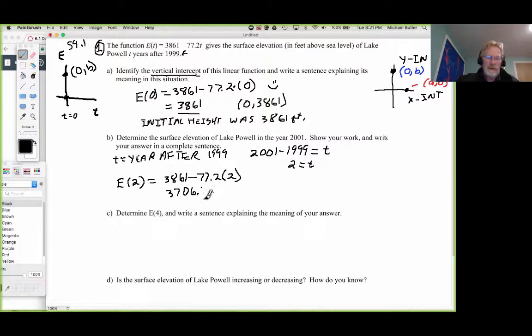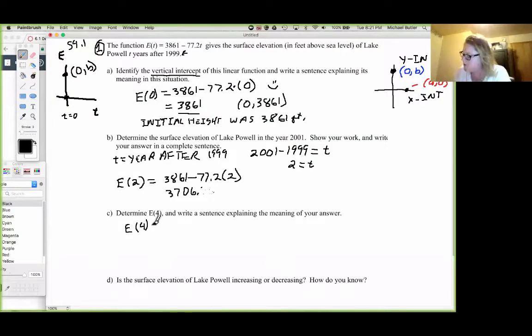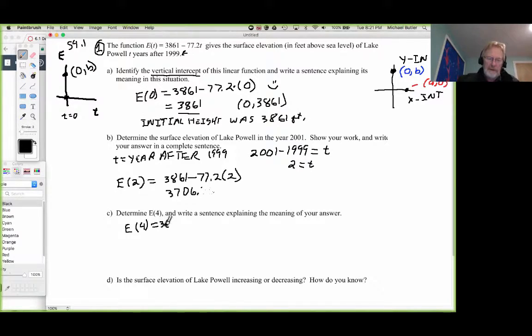Okay, so let's take a look at E of 4. That's going to be the height or the elevation of the lake after 4 years, isn't it? Right. Yeah. So then you would do the same thing, but multiply by 4 instead of 2. Yeah. You got it exactly. So that was meant to be an 8 there. There we go. Good recovery. Minus 77.2 times 4. And again, explaining the meaning of my answer, that's going to be the elevation of the lake after 4 years.